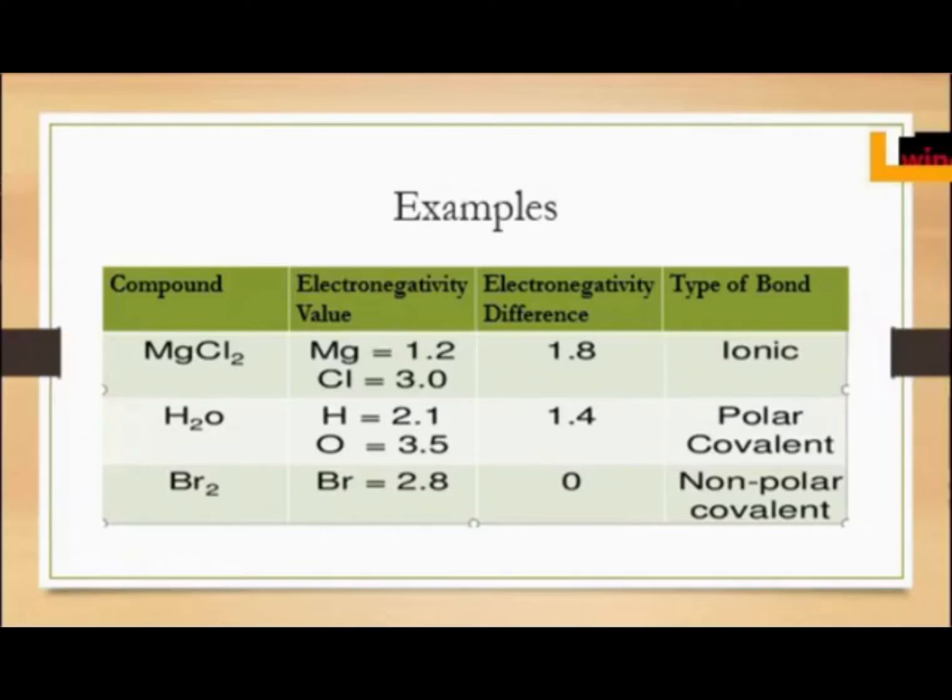And lastly, we have two atoms of bromine. Bromine has an electronegativity value of 2.8. So the difference will give us 0, because any value subtracted by itself will give us a 0 result. Hence, it is a non-polar covalent bond.